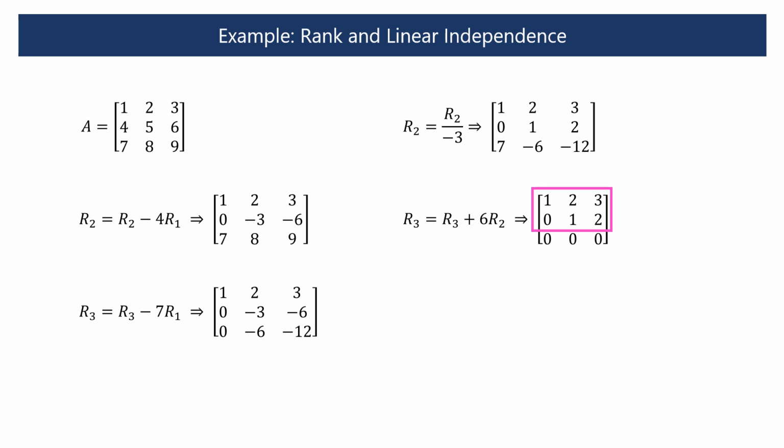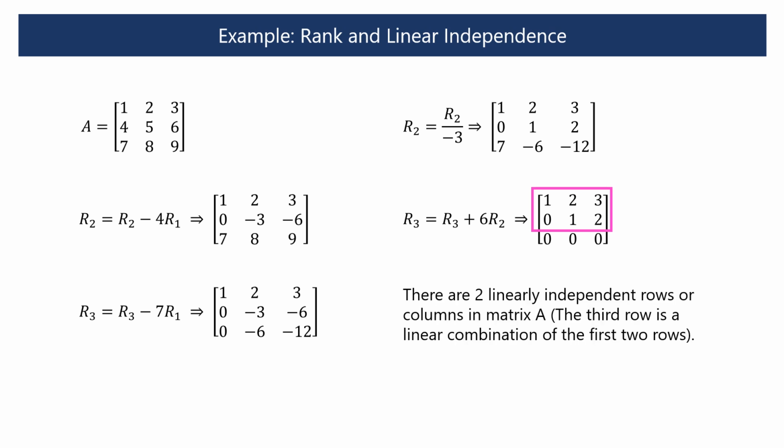The resulting matrix is in row echelon form, and it shows 2 non-zero rows, indicating that the rank of matrix A is 2. This means there are 2 linearly independent rows or columns in matrix A. The third row is a linear combination of the first 2 rows, confirming linear dependence.